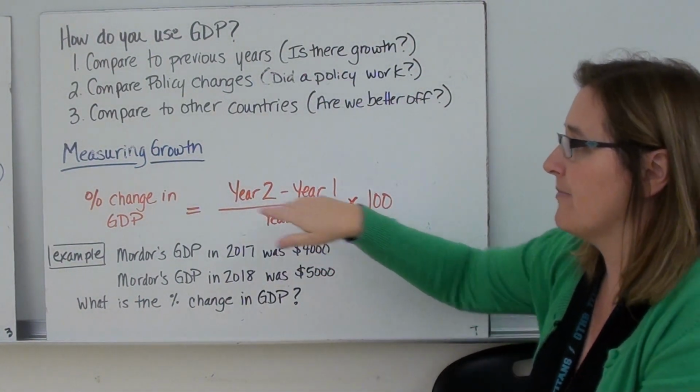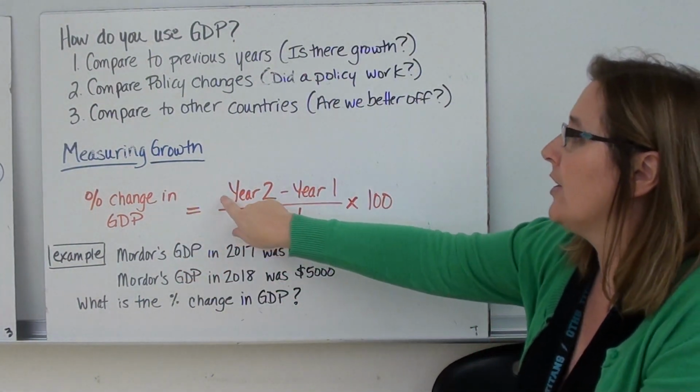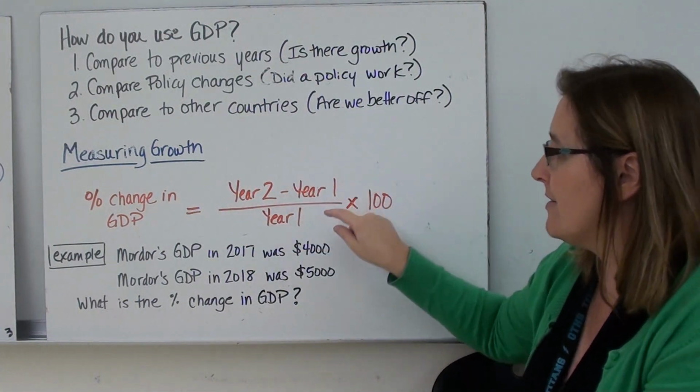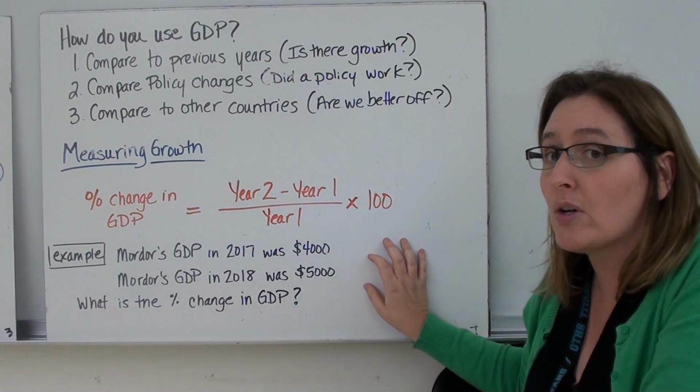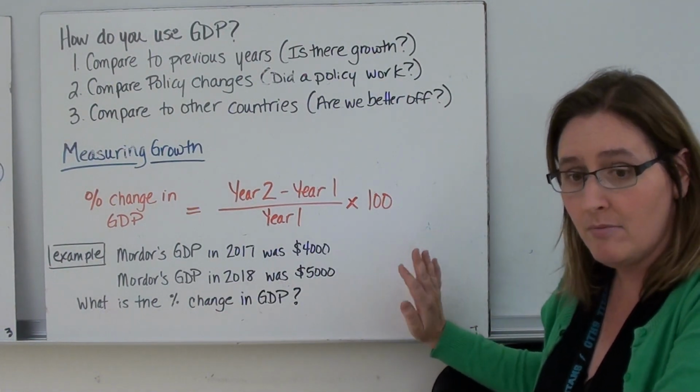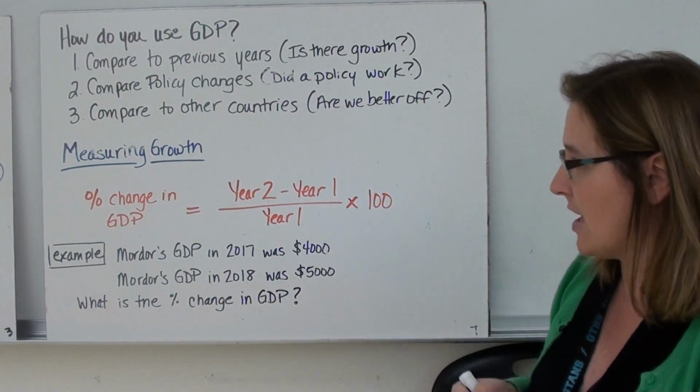So if we just focus on measuring growth, we can figure out percent change in GDP with this formula. Percent change in GDP is going to equal year 2 minus year 1, divided by year 1, times 100. This formula works for any percent change of anything, but if we're just looking at GDP, let's look at this example.